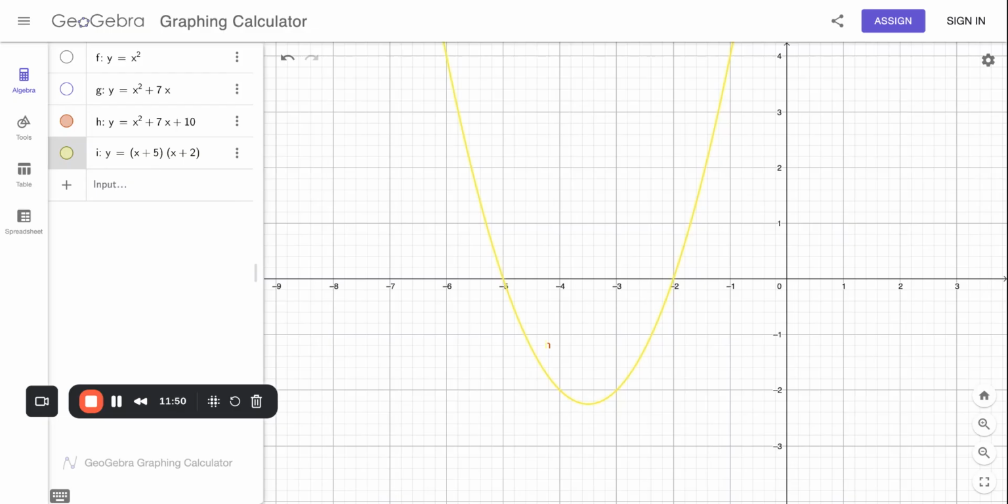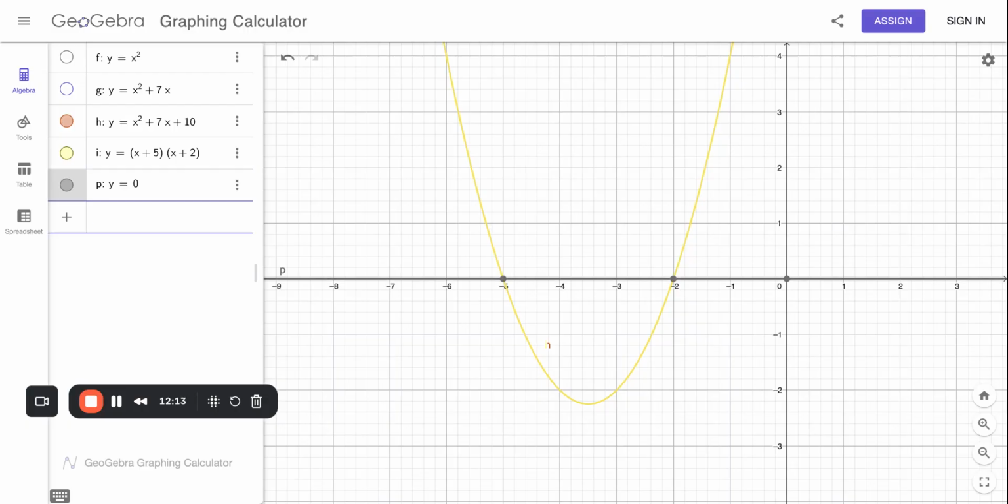Now, when I say solutions, you might say, what? How are you solving anything here? Well, the idea is pretty straightforward. When you look at x plus 5 times x plus 2 and you equate it to 0, you're looking at two graphs. You're looking not only at x plus 5 times x plus 2, but you're also looking at y is equal to 0.